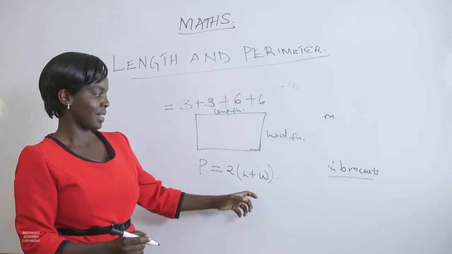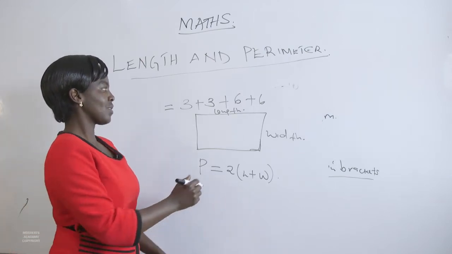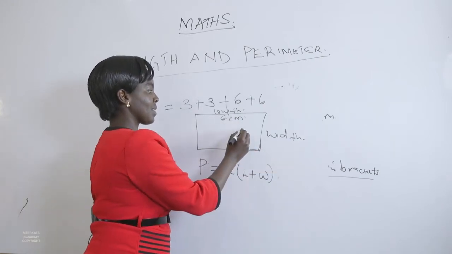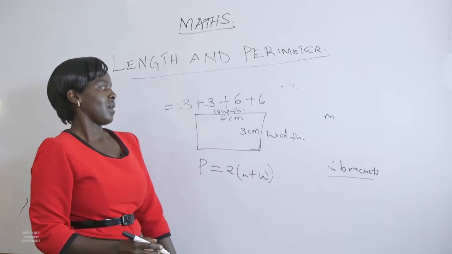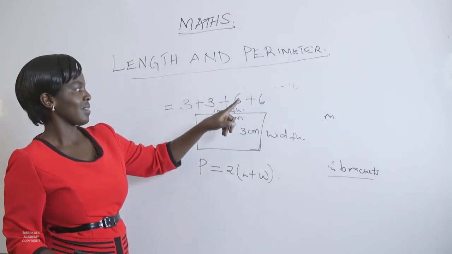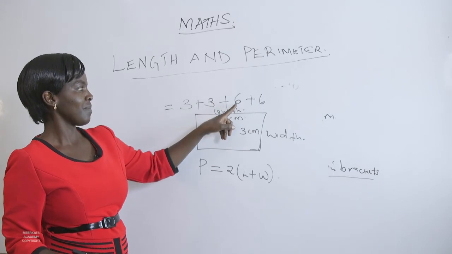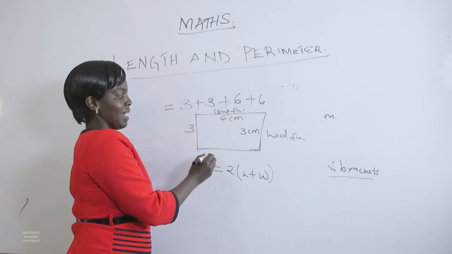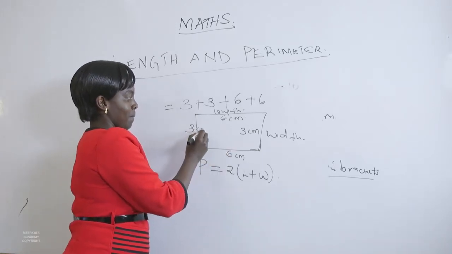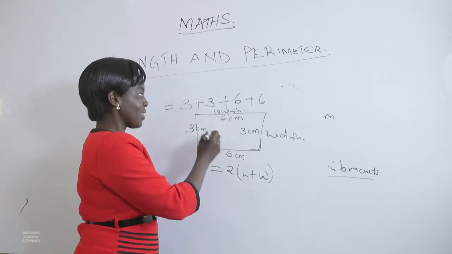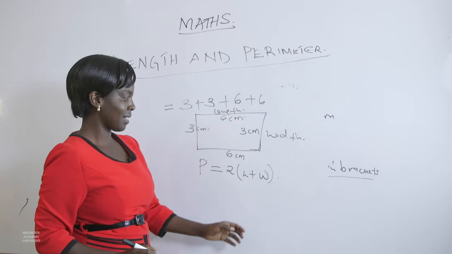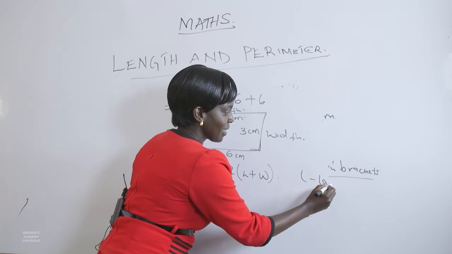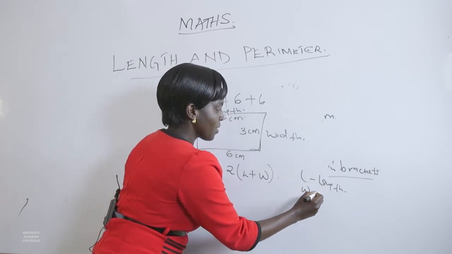How are we getting this one? Because we have the length, in our case 6 centimeters, and the width, which was 3 centimeters. Because we are saying 6 plus 6, we can just pick these 2, add them, and multiply by 2, because it also refers to the same side. It is 3, and it is also 6 centimeters. So that is what we mean. For example, instead of adding 3, 3, 6, and 6, let us substitute in our formula, where L refers to length, and W refers to the width.